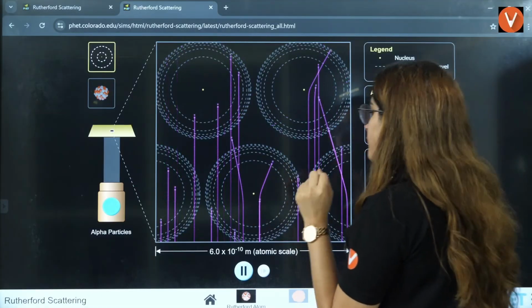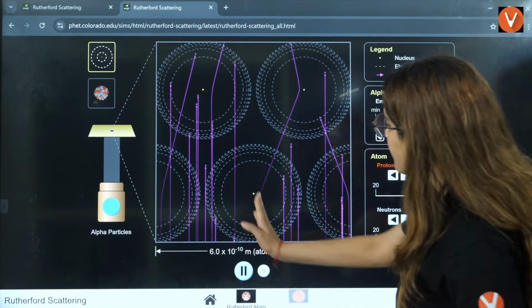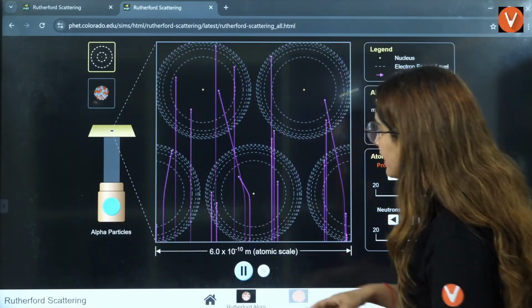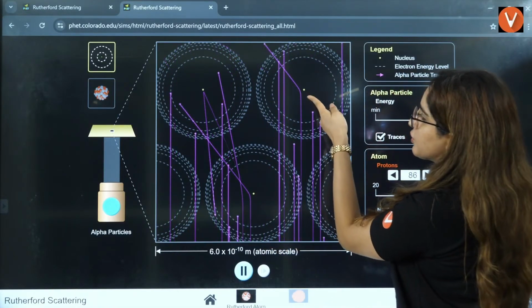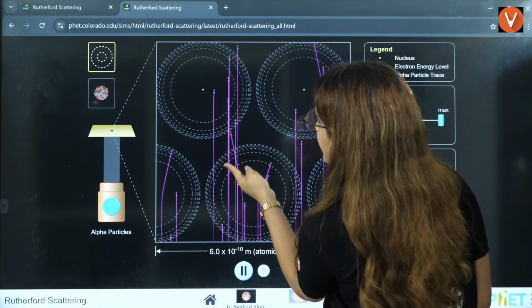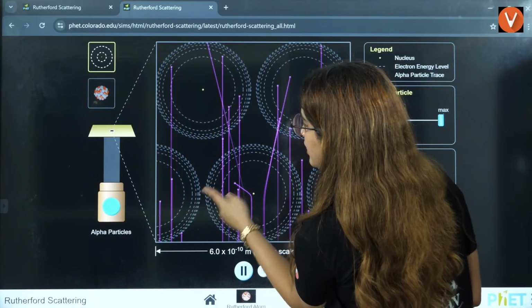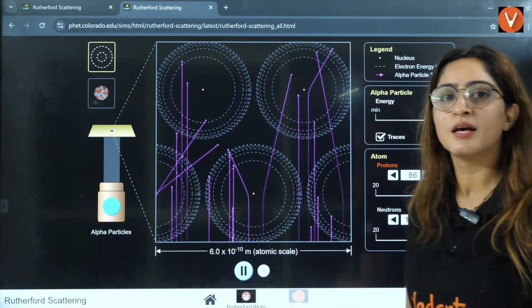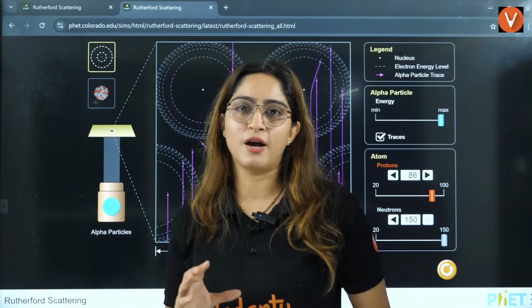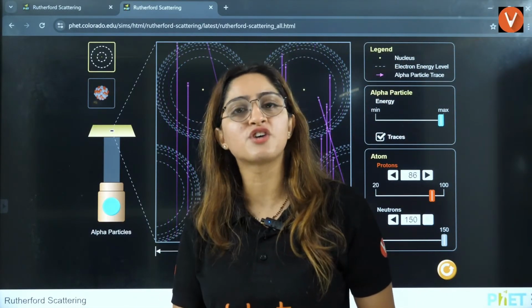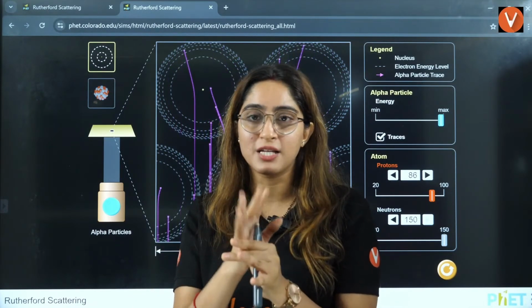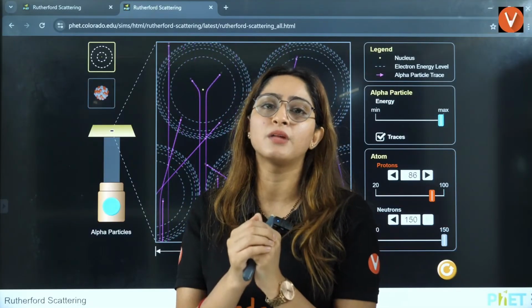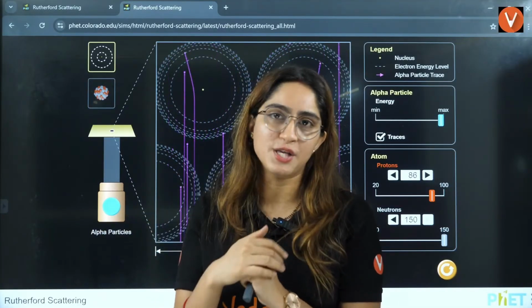The next observation is that some alpha particles are deflecting, and they deflect when they are very near to the nucleus. Can you see, near to the nucleus they are deflecting? The alpha particle is positively charged, and the nucleus is positively charged. If it is getting repelled by something, that has to be positively charged as well.